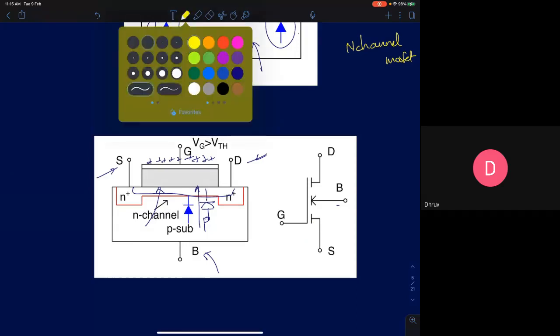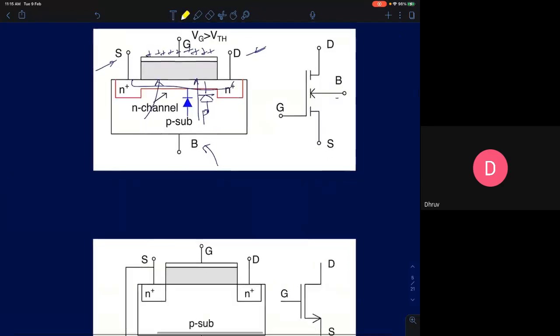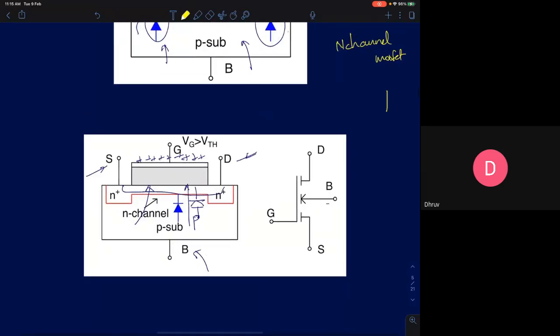Similarly, for a P-channel, I probably don't have a symbol drawn. So we'll show 3 terminals: this will be source, this will be drain, and the 3rd terminal is the gate. Because for a P-channel you start with an N substrate, the arrow mark will be pointing outward. So the channel will be P-type and the bulk will be N-type, the diode will be in this direction, and the arrow mark will be pointing outward. Okay, so that's the symbol for a P-channel MOSFET.